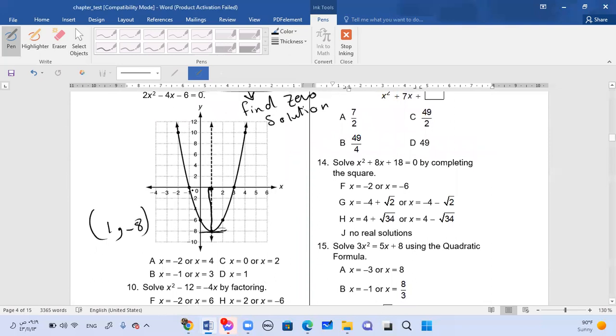It's not the point. Yes, negative 1 and 3. So the correct answer will be x equals negative 1 and 3. Now, negative 1 and 3. Any problem? No. Are you sure?